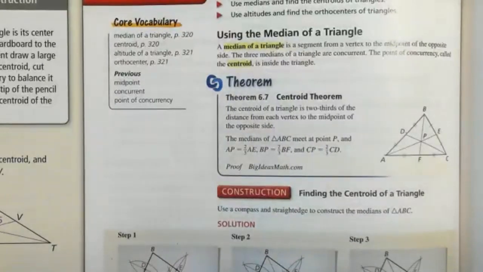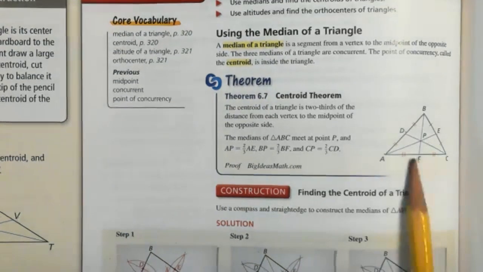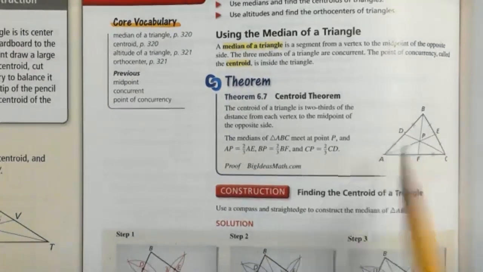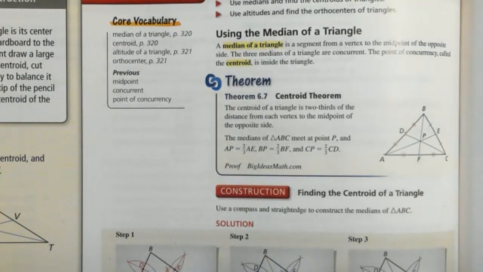Okay, so yesterday we talked about this centroid theorem. Remember this thing? And we said that you start by finding the middle of each side, right? We're finding the midpoint of each side. How can we do that?